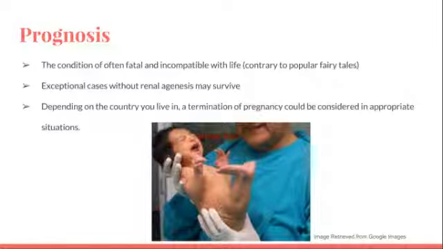Prognosis. The condition is often fatal and incompatible with life. Exceptional cases with renal agenesis may survive. Depending on the country you live in, a termination of pregnancy could be considered in some situations.